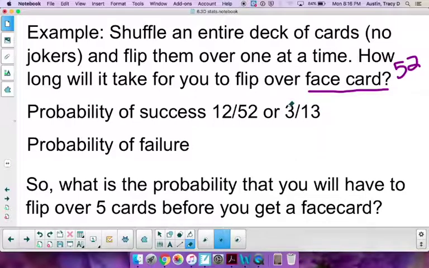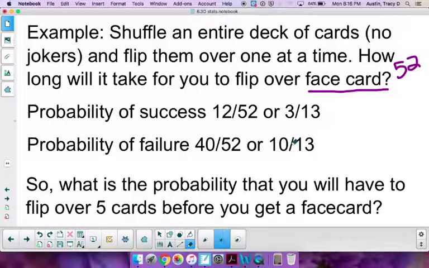So that is my chance of success. So that means my chances of failure, since that's what we have to put in the calculator as well. 1 minus this, right, would be 40 out of 52 or 10 out of 13. Okay, and that's really all we need is the probability of success and failure.